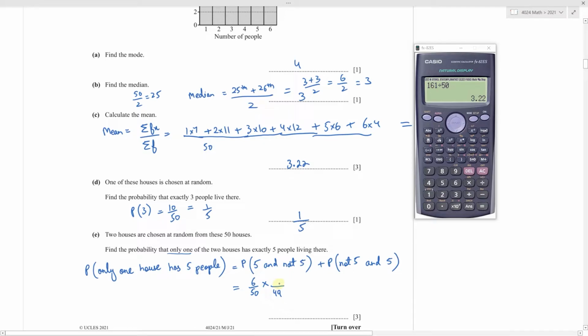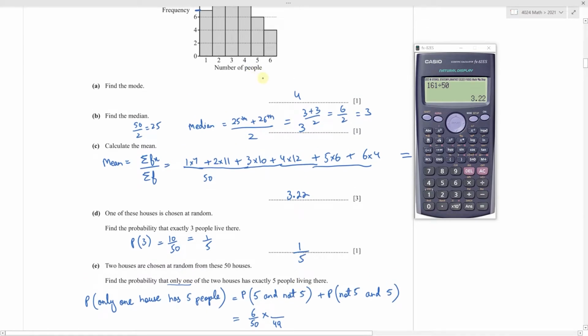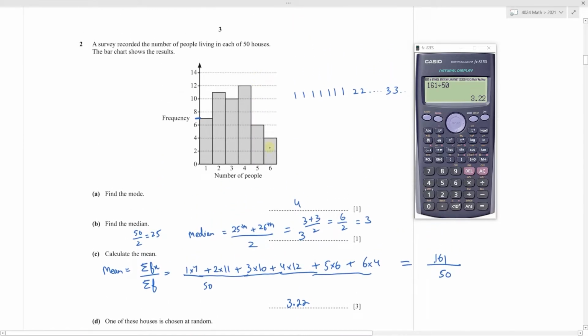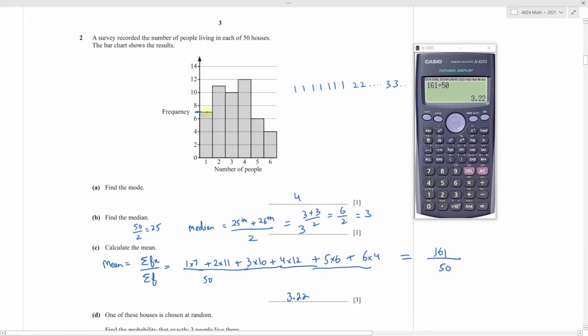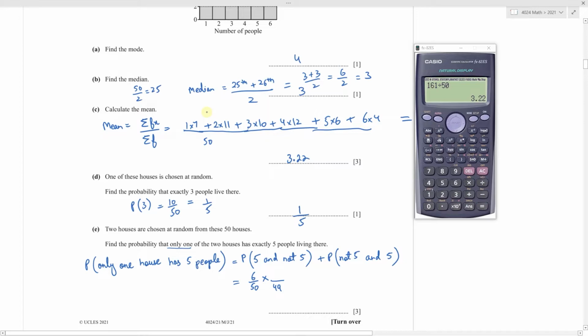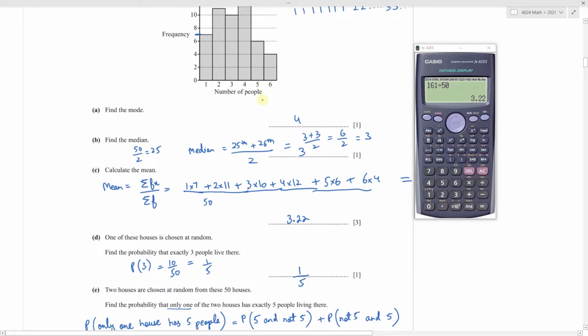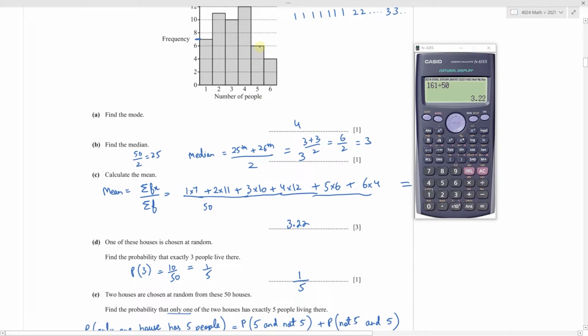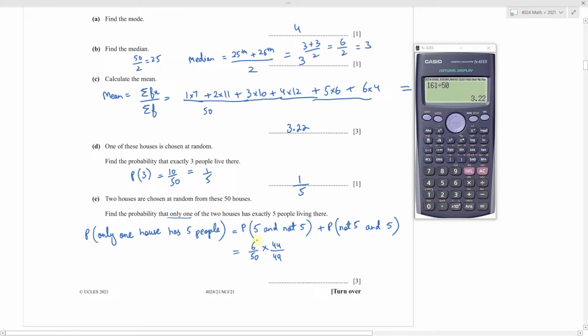So how many houses do not have 5 people? Which is all the rest: 4 plus 12 plus 10 plus 11 plus 7, which is 44. Or you can also just subtract. You have 49 houses, and how many are 5? Initially 6, but since you already chose one, you're left with 5 houses which have 5 people. So 49 minus 5 will also give you 44 houses remaining which do not have 5 people living in them.